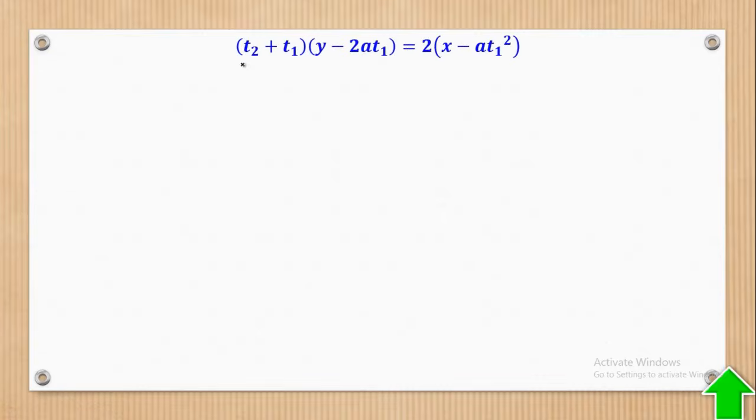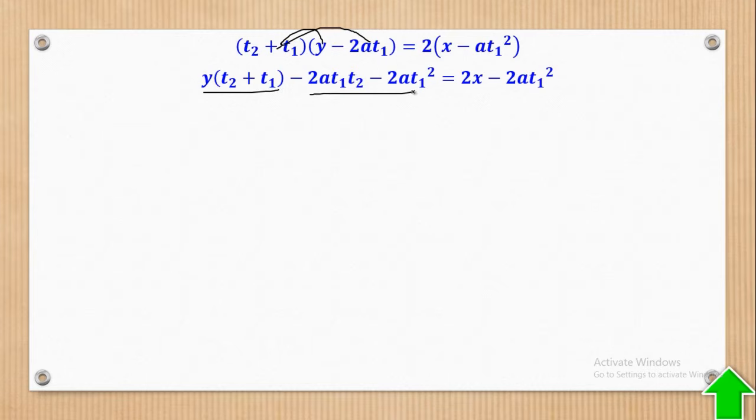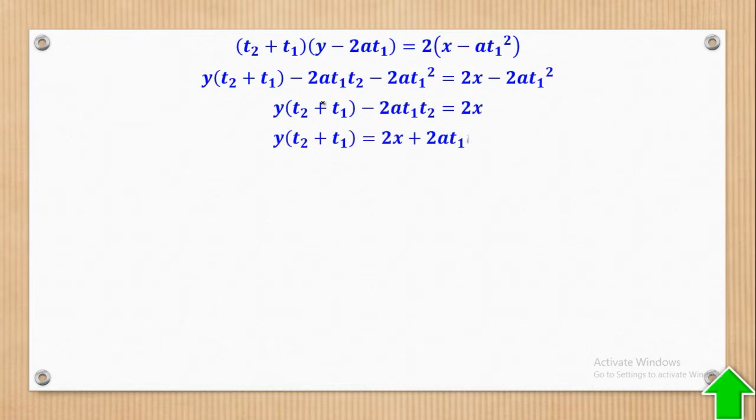So you shall come up with that. Then this y times the whole of this gives you this, and this one times the whole of this gives you that. Then here 2 by this gives you this, and 2 by this gives you that. So when I simplify, I'll come up with that, and then I'll come up with this.